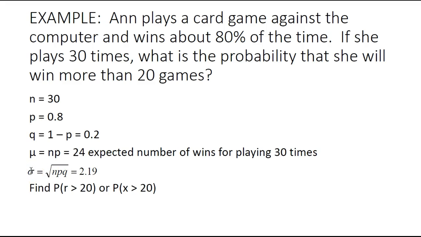And from the problem, what's the probability that she will win more than 20 games? You may remember that R was the number of successes, so we might say the probability of R greater than 20, or if we want to think about it in terms of the z-score data, we may use X to represent a raw score. So we're looking for the probability of winning more than 20 games. This is all the notation coming from the problem.